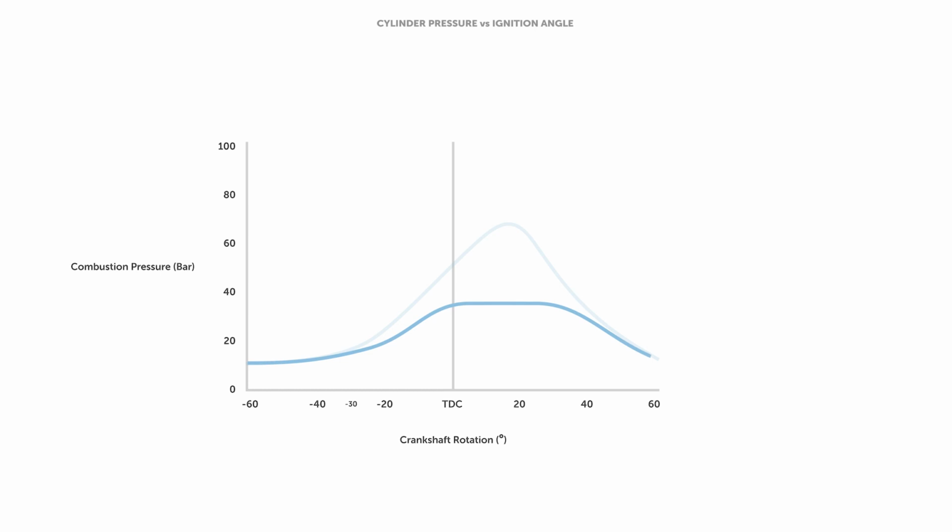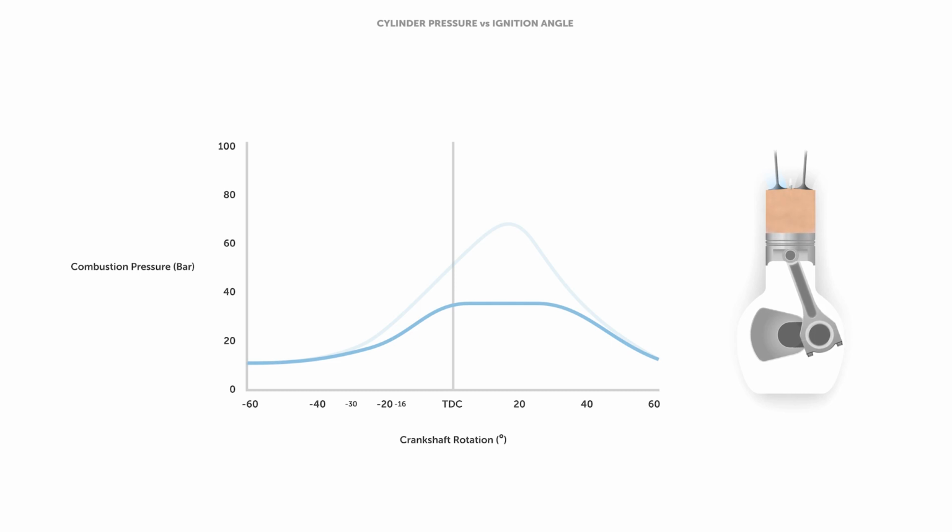Now let's look at what happens when the ignition event happens too late. We refer to this as retarded timing. In this case, the ignition event has happened at 16 degrees before top dead center, and we can see that the combustion really hasn't had much time to get going before the piston has moved past top dead center and started moving back down the bore.